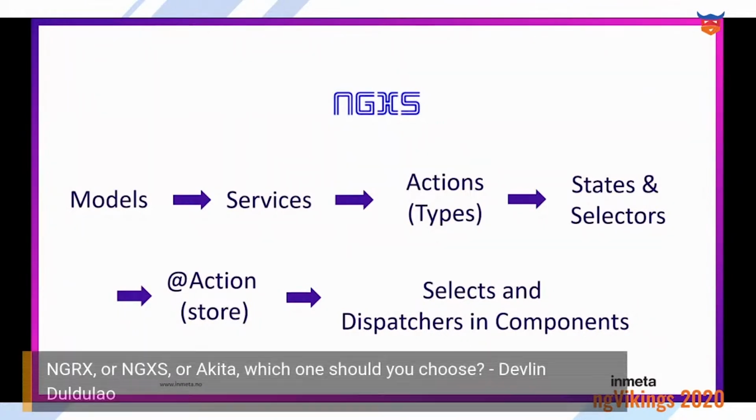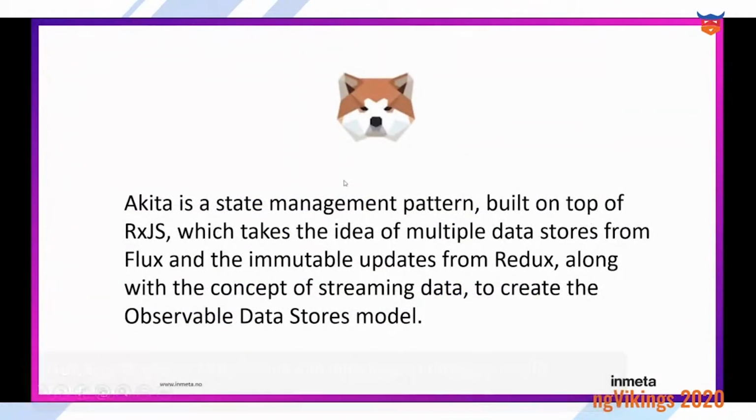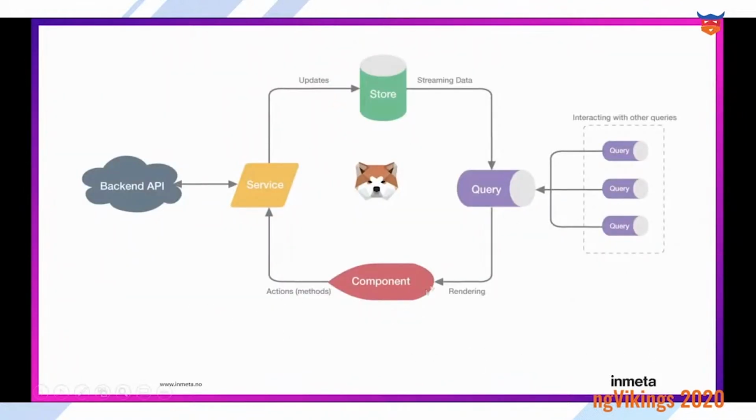And lastly, let's move to the last, Akita. It's another state management library built on top of RxJS. So this one is different from the two. Let me show you a diagram. It has a query here, and then also has a store, and then components here, sends actions, services, and updates the store. Now, this is the diagram. It's better if you can see the code. Let me show you the code.